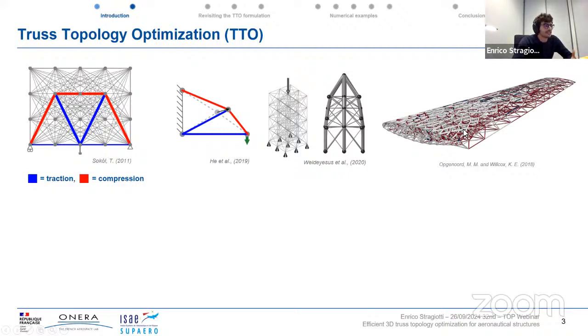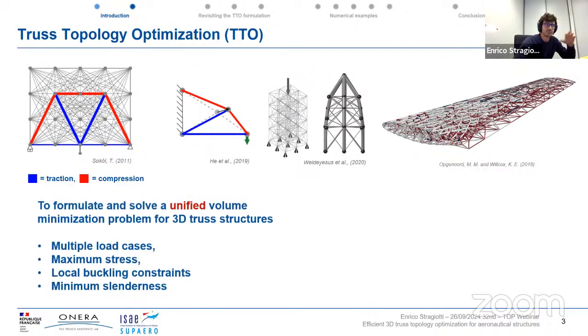The objective of this presentation is to build on this contribution and to formulate and solve a unified volume minimization problem for 3D truss structures. The idea is to take into account multiple mechanical constraints, as for example stress, but also local buckling constraints and minimum slenderness.